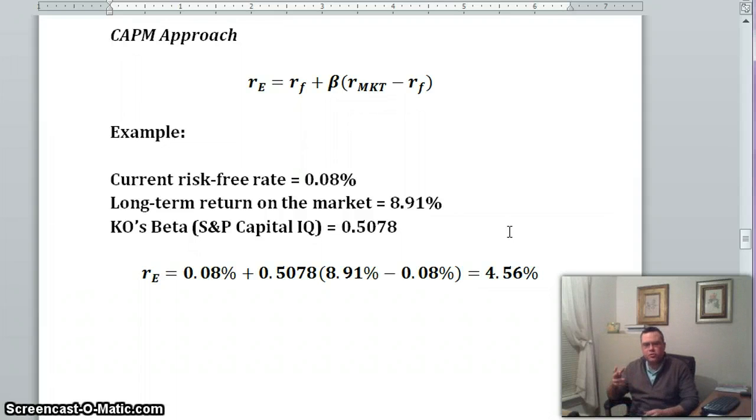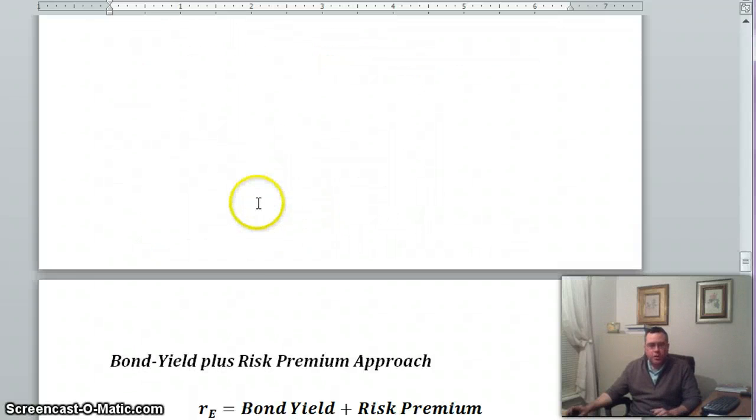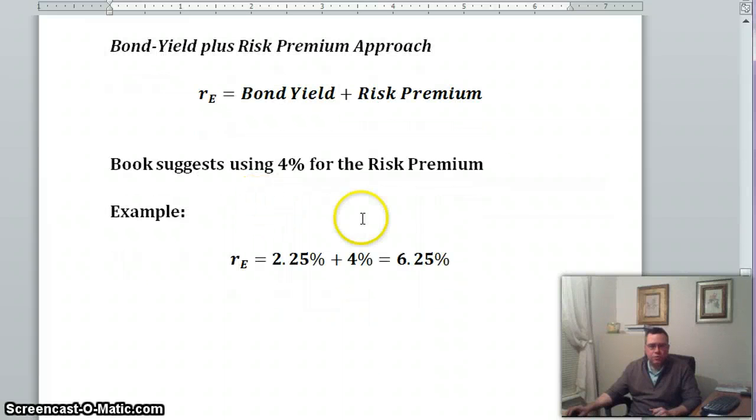So between those two models, if I was picking, I would definitely go with the discounted cash flow approach. But I could definitely throw a problem at you on a quiz or a test where I give you these inputs and you need to use these to calculate the cost of equity. Okay. All right, let's move on to the last approach, the bond yield plus risk premium approach.